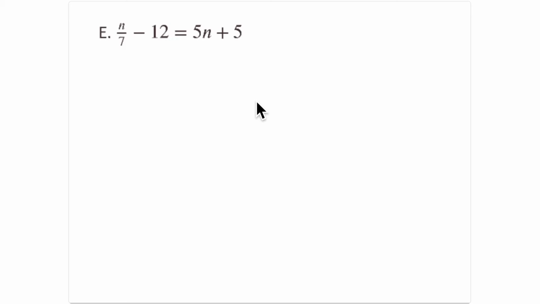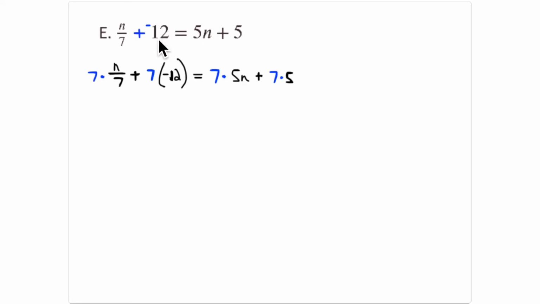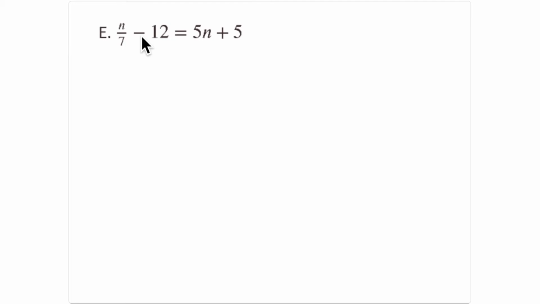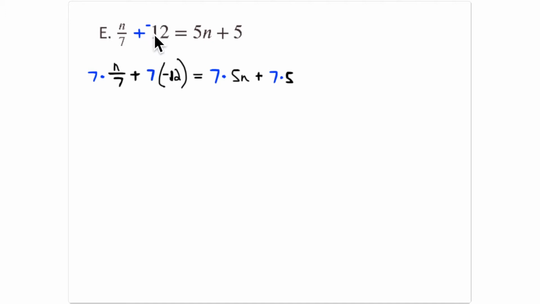This is equation E, and to get rid of the sevenths, I'm going to multiply by 7. 7 times 1/7 is going to give me 1 of these n's. But you have to also remember to multiply each term by 7 if you're going to do that. And I'm also going to change this subtracting a positive 12. So remember, this is positive 12. I'm going to change subtracting a positive 12 to adding a negative 12. So I'm going to use the inverse operation of addition and the additive inverse of positive 12. So I'm going to add negative 12.